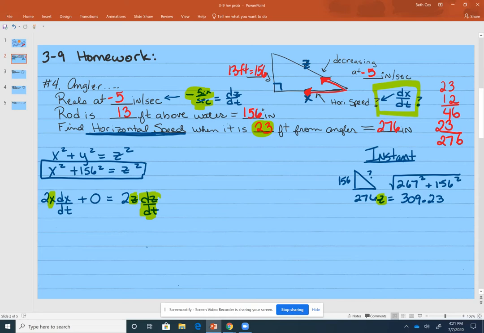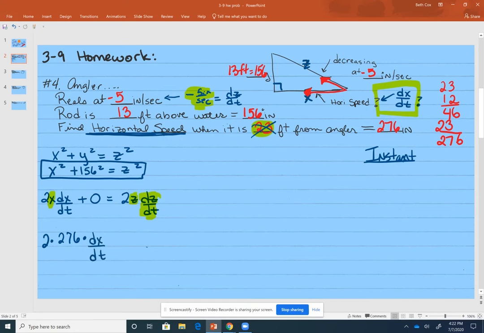X is horizontal distance, and so that's going to be the 276 because we're not using feet, we're going to use the 276. So that's going to be 2 times 276. I'm going to change that because that was wrong anyway. And dx dt is what we're looking for. And 2, and then the z.